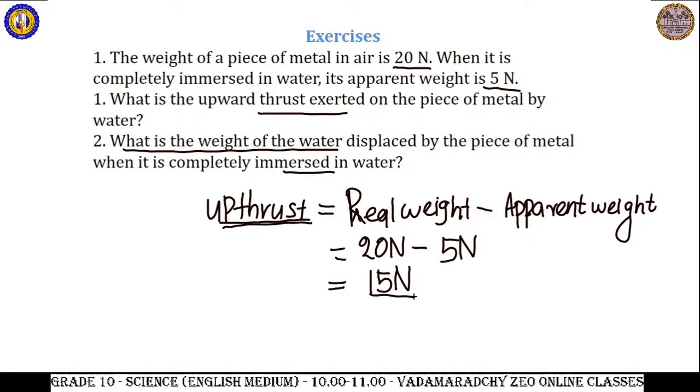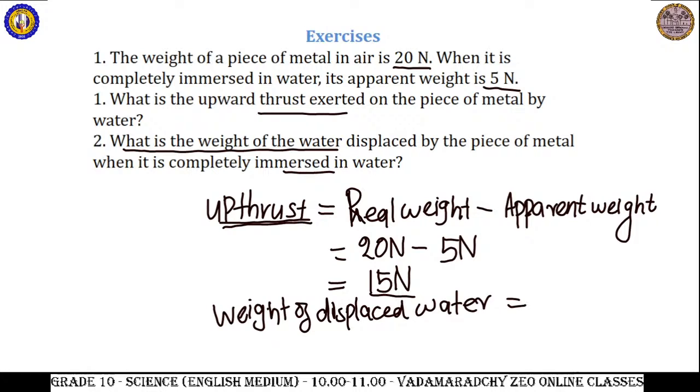So, as per the Archimedes principle, the weight of displaced water is also equal to 15 Newton. That is the Archimedes principle. Okay. That's the upthrust is equal to the weight of displaced water. So we can say it as 15 Newton.